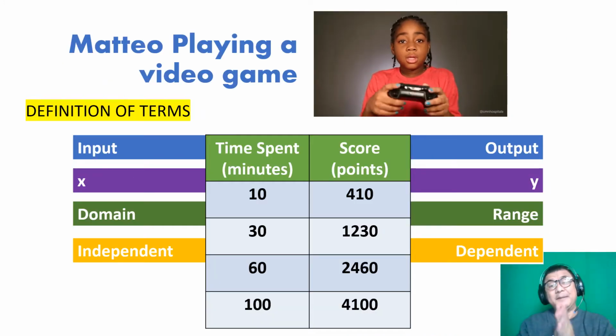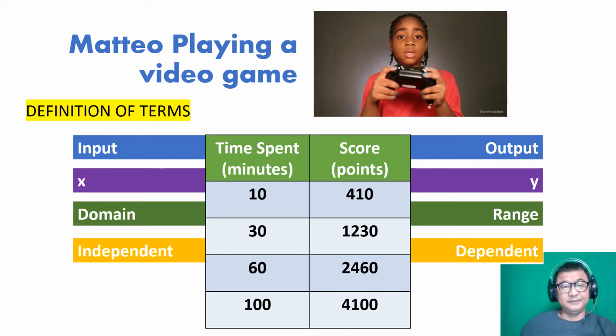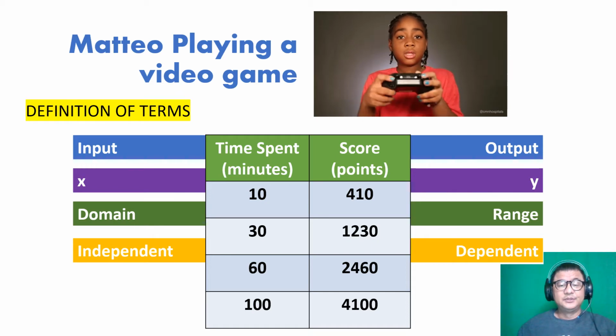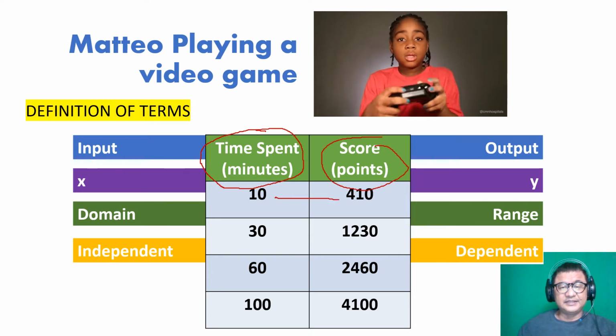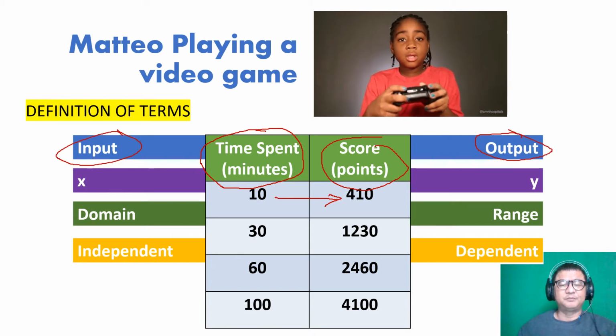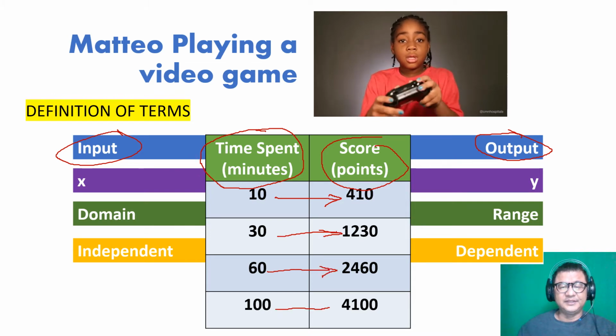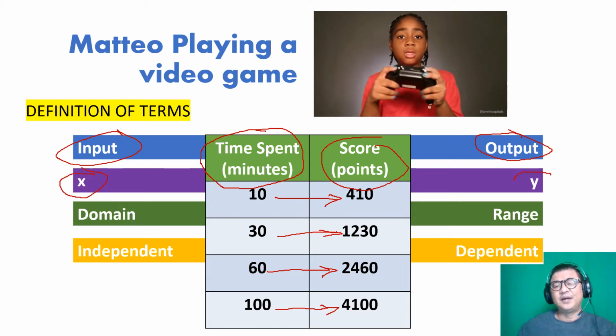Now, Mateo is playing a video game. You see this boy on top? He plays video game just like you, and the results are the following. This is the time spent, and this is the score. This is the input and that's the output. The left side is the input, the result is the output. There you go. 60 minutes, that's the result. 100 minutes, that's the result. And what else? That input could be named as the X. X is the input, Y is the output.